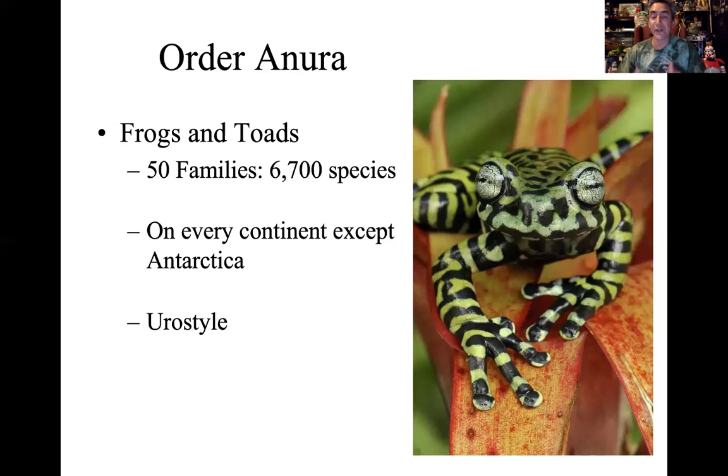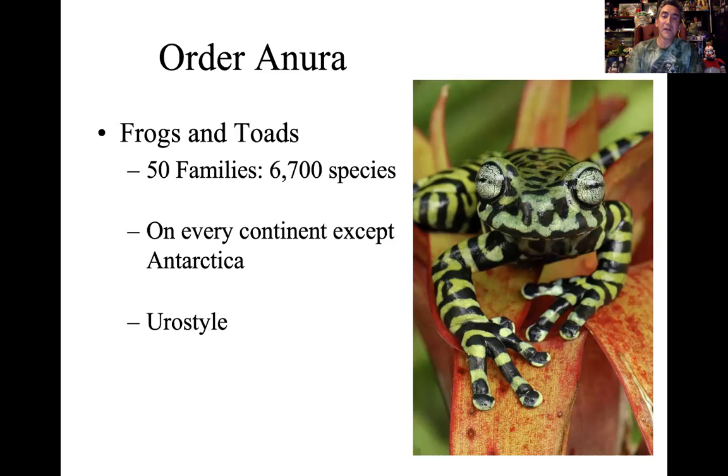So order Anura. So we know there's three orders in the amphibian class. We talk about the caecilians, we talk about salamanders, now we talk about the frogs and toads. So a diverse group, right? About 50 families, 6,700 species. So some very plain, very common, some very unique. Some do very normal things, some do very crazy things. So we're gonna kind of look at all of these and hope to get through all of this today.